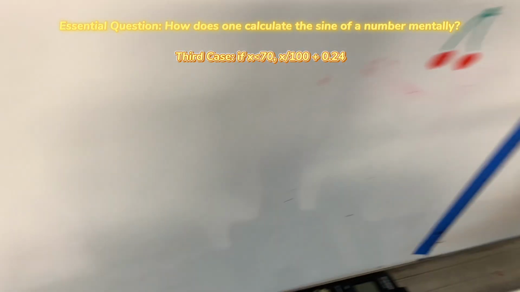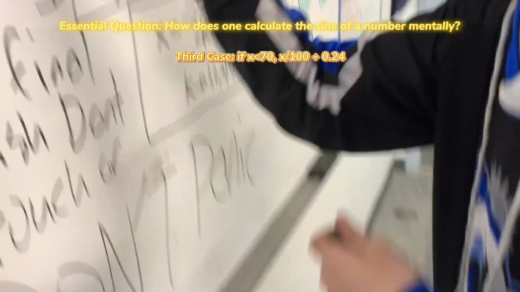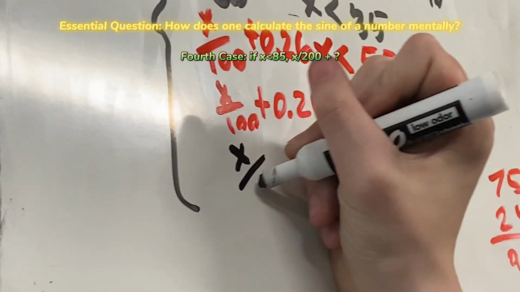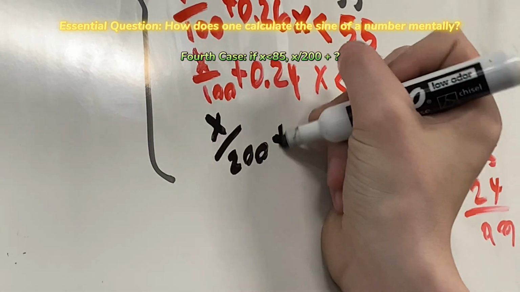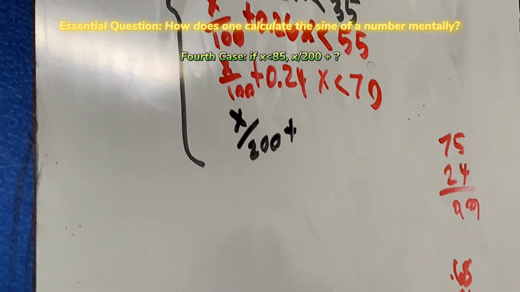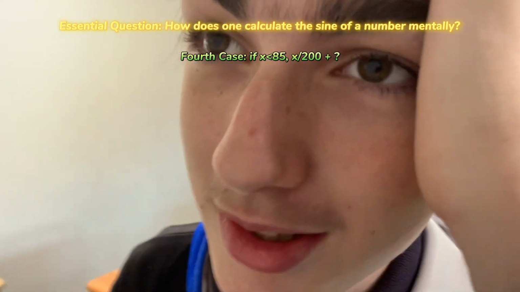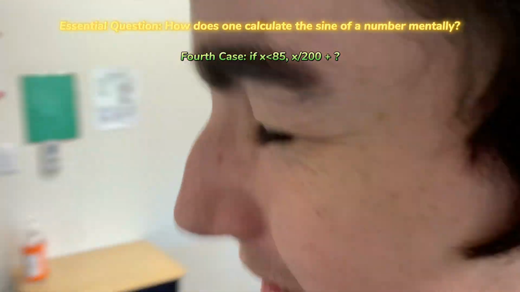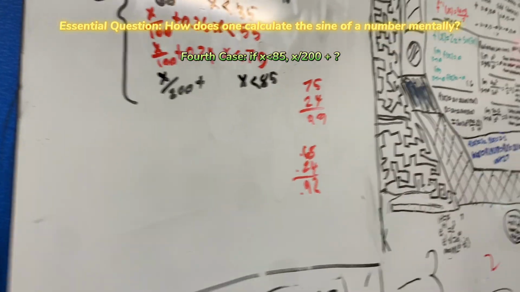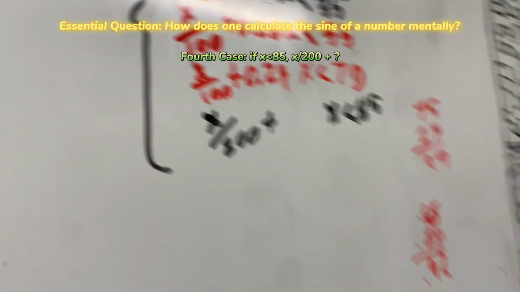So then next we put x over 200 plus... Okay, well, why not 100 here? What is the number there?